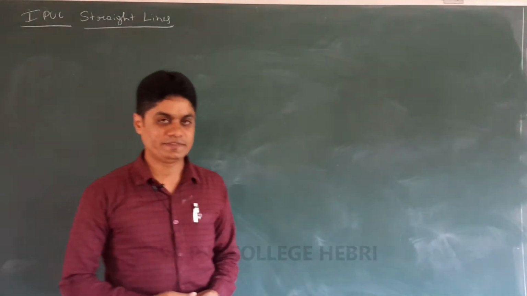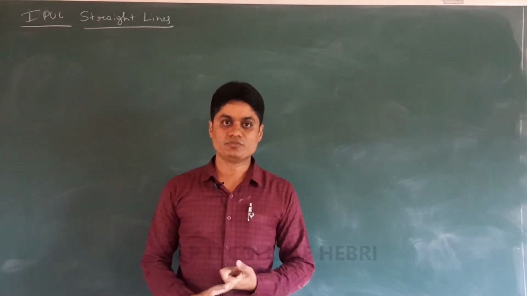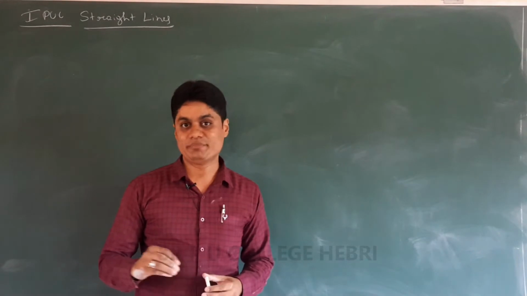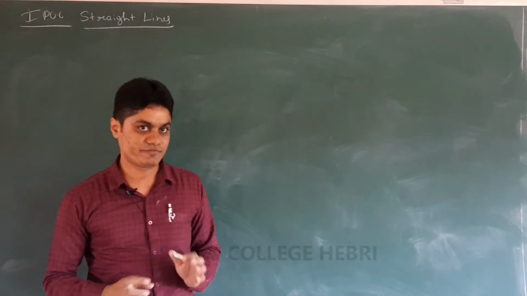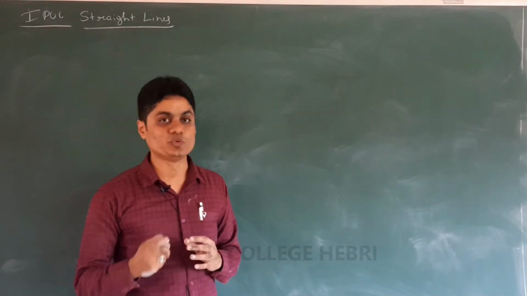I hope everyone is fine. In the last class we started to learn the new chapter known as straight line. We learned what we mean by slope. If a line makes an angle theta with the positive direction of the x-axis, then the slope of that line is tan theta. Slope is a real number.